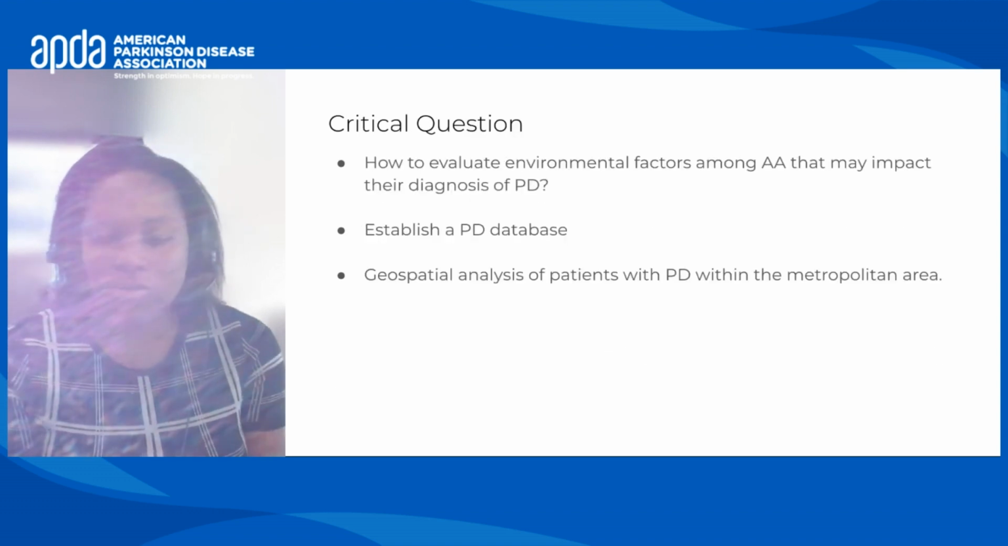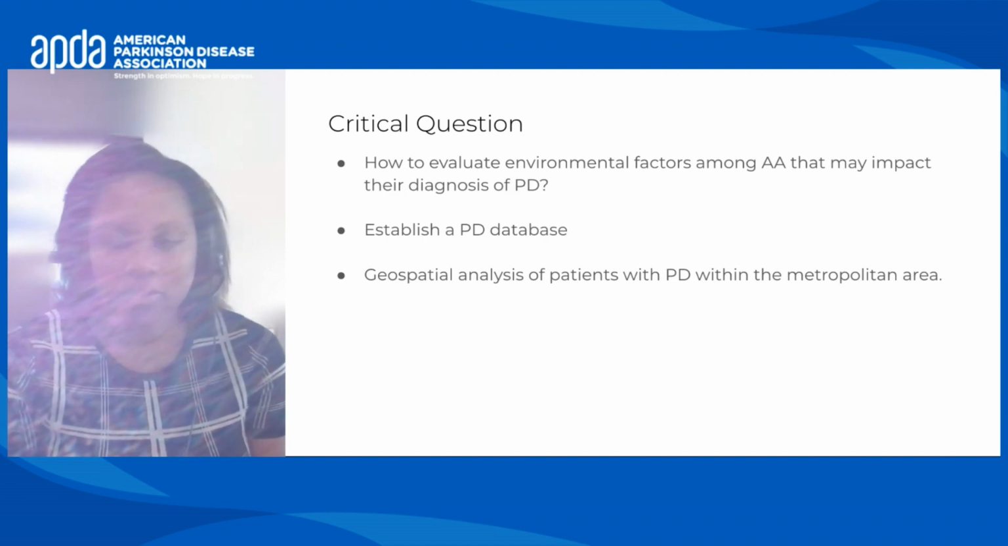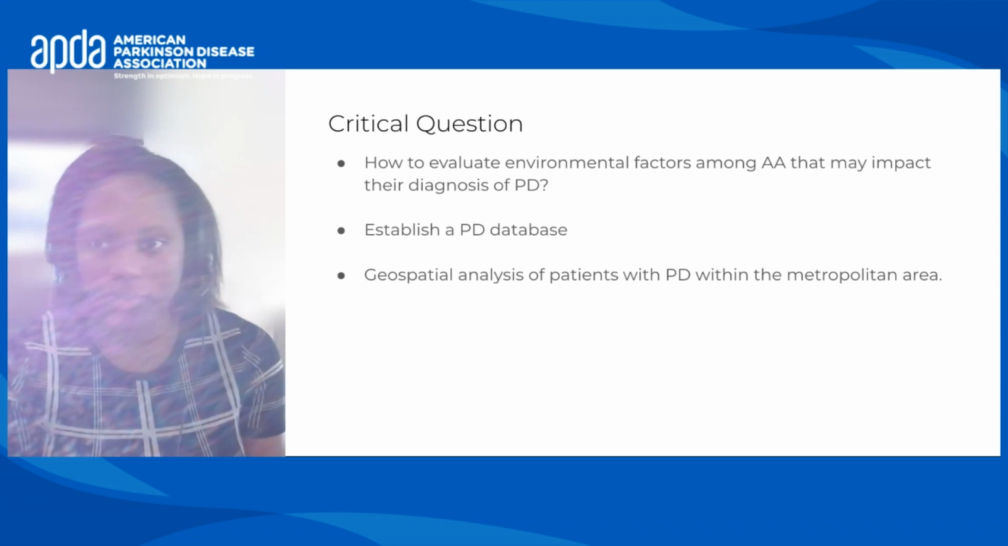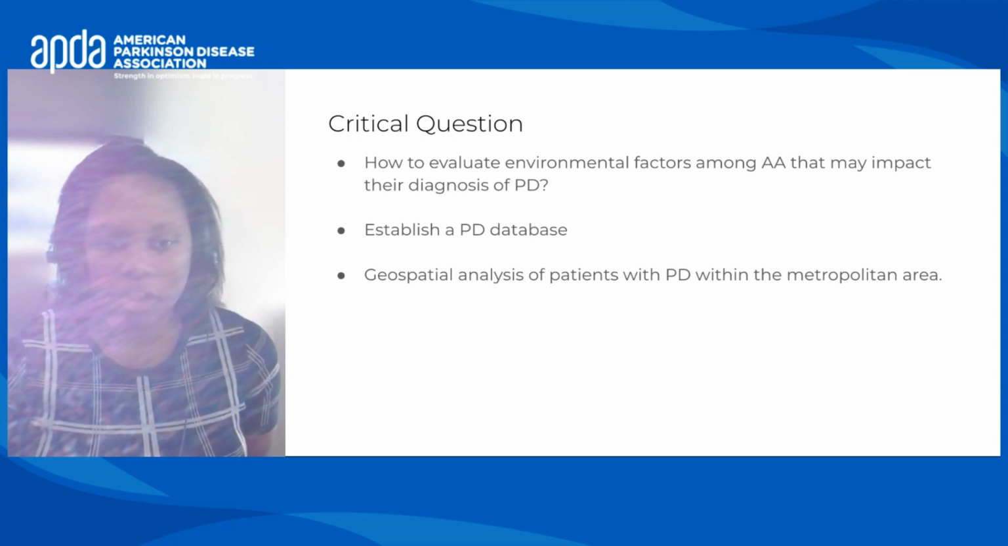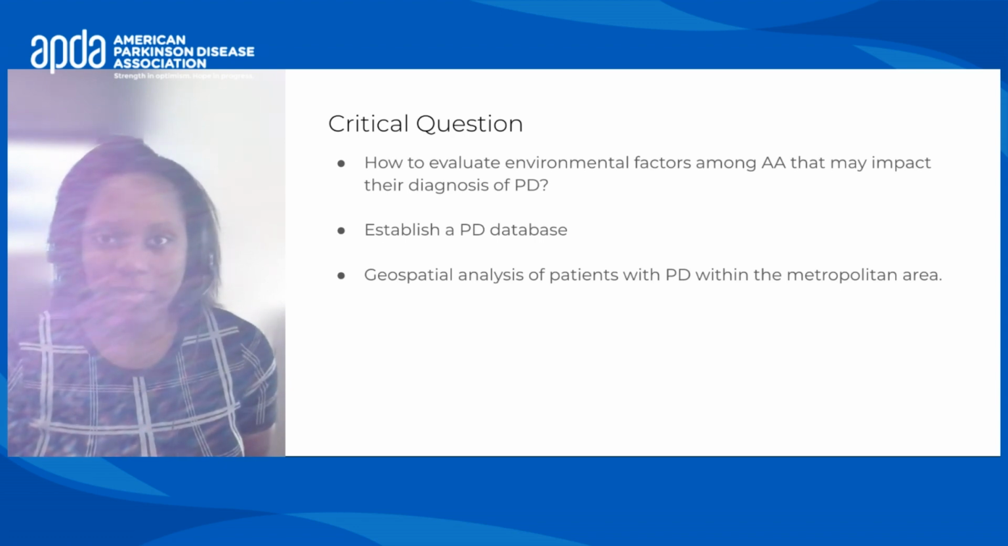So again, how do we evaluate the environmental factors? That can be a bit challenging, trying to figure out what environmental factors among African Americans may impact the diagnosis. So first, we started with establishing a database within the Metro Atlanta area, and we used geospatial analysis with the help of our colleagues in Boston University. And we looked at almost like a heat map to determine what areas or pockets had a higher prevalence or number of people with Parkinson's disease within that region.